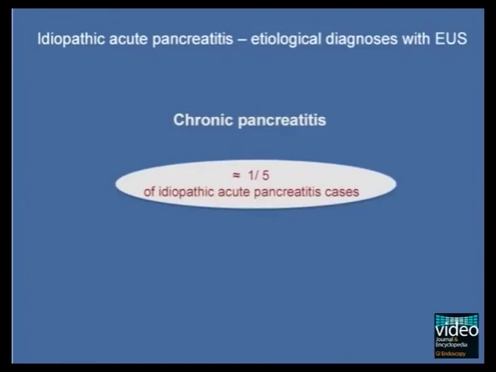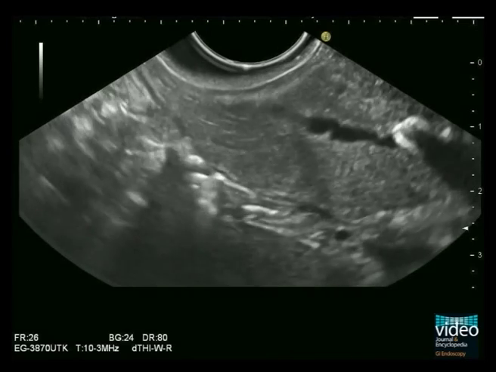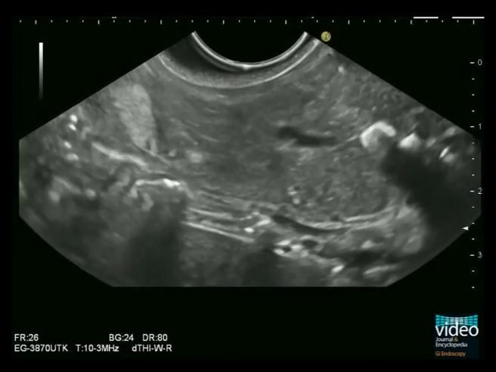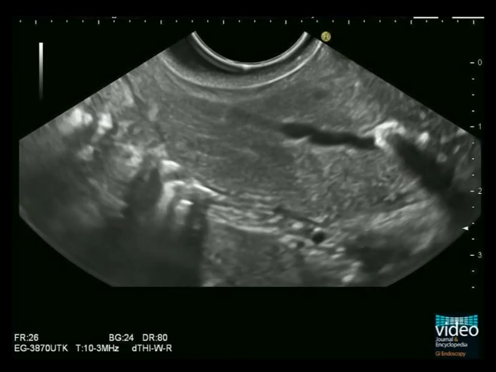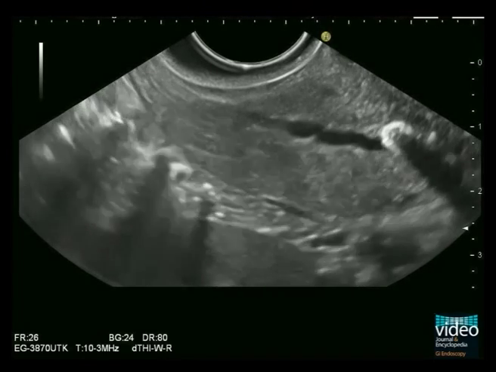Clinical differentiation between recurrent attacks of acute pancreatitis and early chronic pancreatitis is difficult. Therefore, in around 20% of cases of idiopathic acute pancreatitis, finally a diagnosis of chronic pancreatitis is made. This is the interesting case of a 42-year-old female patient who has experienced 3 acute pancreatitis attacks. Radiological imaging showed a normal pancreas.